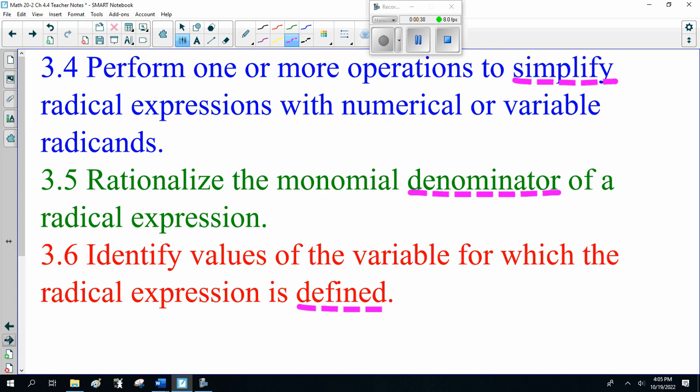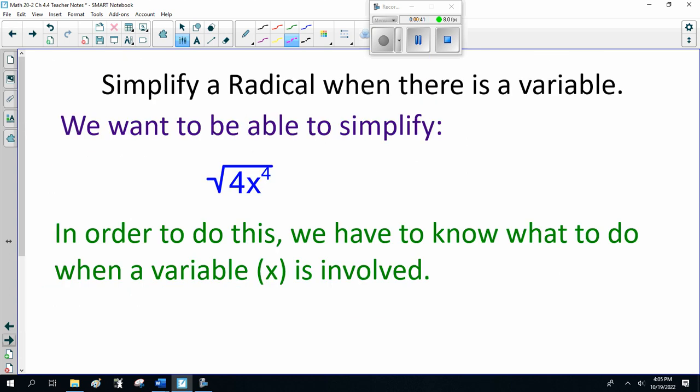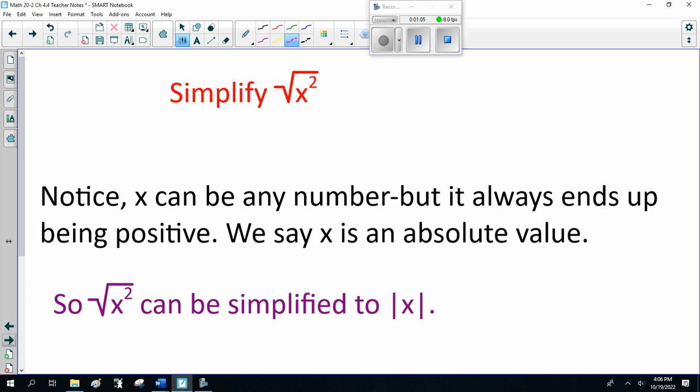Okay? Now, simplifying a radical when there's a variable. We want to be able to simplify the root of 4x to the fourth. In order to do this, we have to know what to do when a variable x is involved. Let's start off with something simpler. Let's simplify the square root of x squared. Notice x can be any number, but the result always ends up being positive. So we say x is an absolute value.